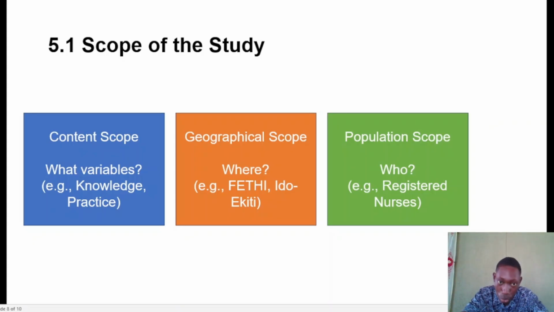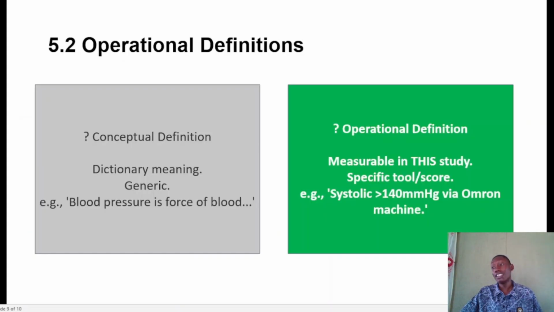This is it again, your scope of the study. So if you understood it then, you will understand it now. All right. This is the last aspect for this class today. Let's talk about operational definition and conceptual definition.